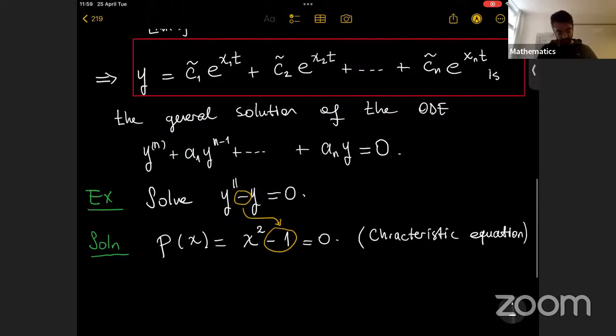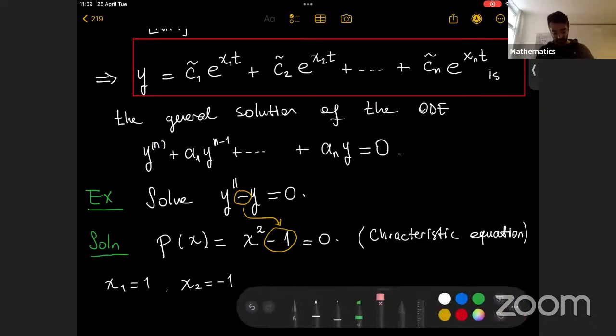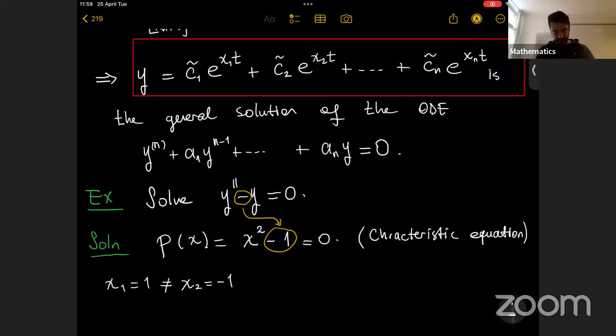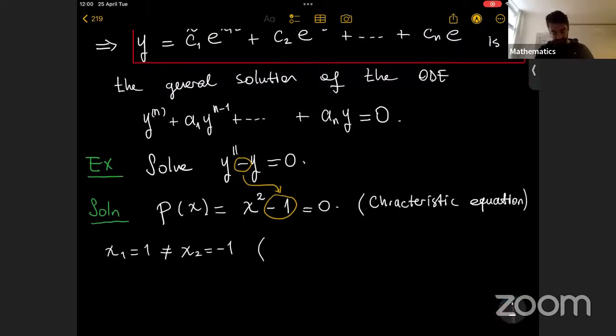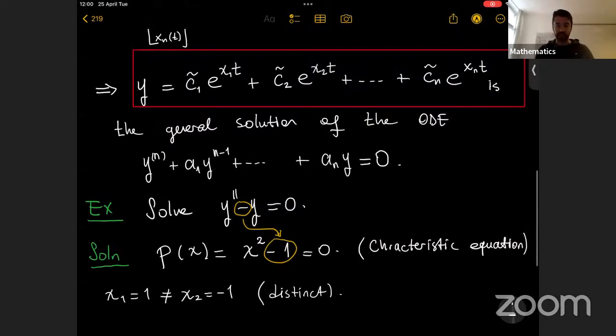Then the roots are lambda 1 is equal to 1, lambda 2 is equal to -1, and these are distinct, right? They are not the same. So when we have distinct roots, that means distinct eigenvalues, we write the solution as in the previous form, in the red box here.